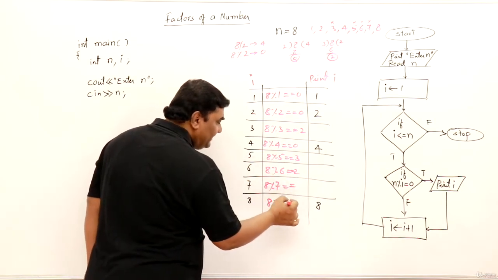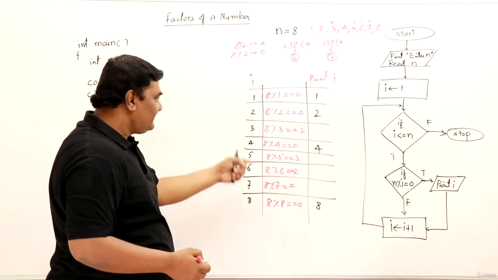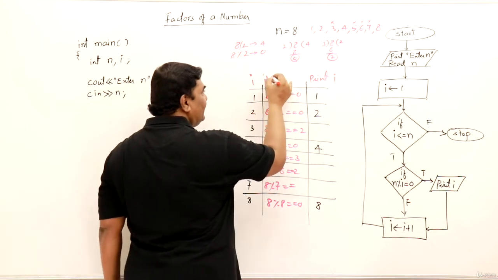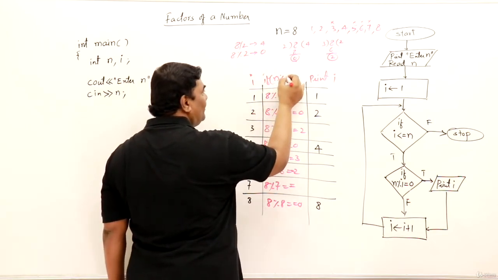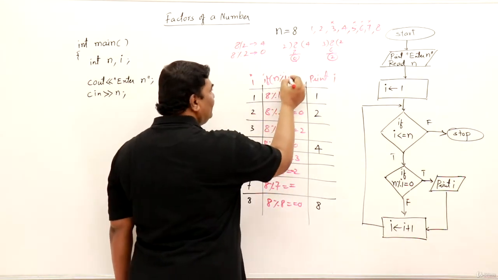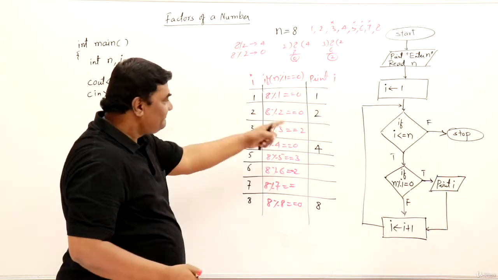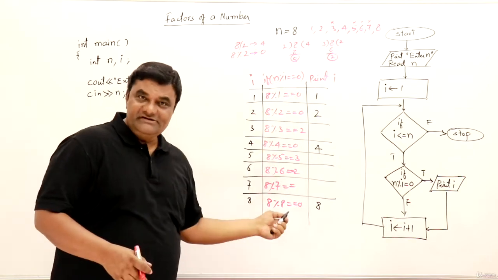Then 8 mod 8, remainder is 0. So print it. So that's it. Every time we are checking a condition. So here it is if n mod i, where i goes 1, 2, 3, 4, 5, 6. If it is equal to 0, we have to print that one. So this printing is conditional based on the condition. So this is the procedure.